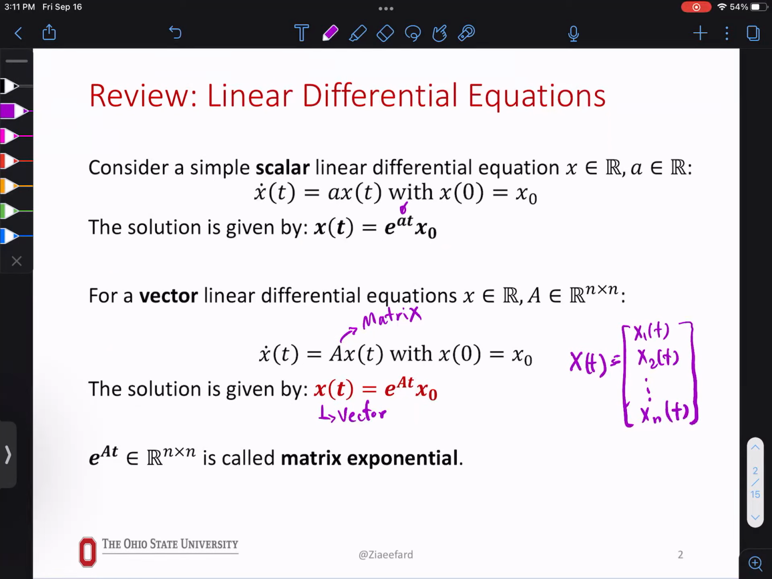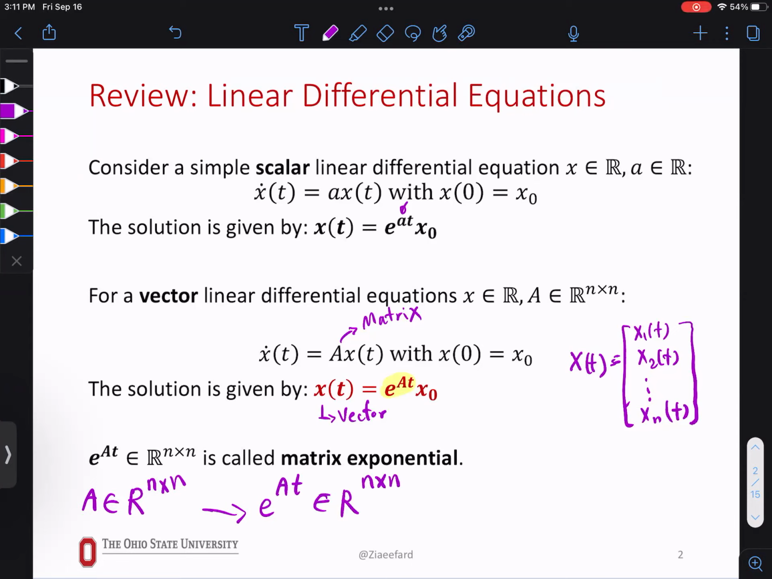We also have a name for this expression, e to the power of A t. We call it the matrix exponential. We are going to use the matrix exponential next week when we are solving our forward kinematics. All right. So A is a matrix in R n by n, meaning that it is either 2 by 2, 3 by 3, 4 by 4, 5 by 5, and this makes e to the power of A t also R n by n in that space.